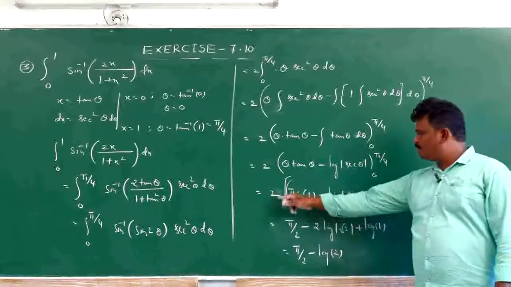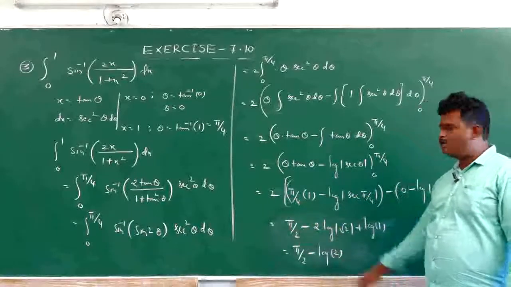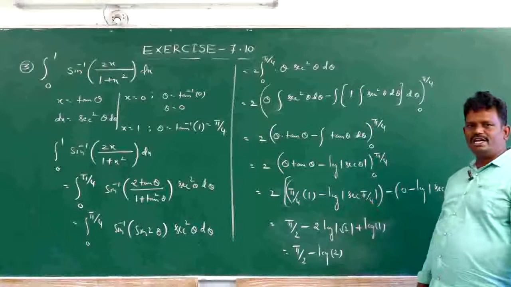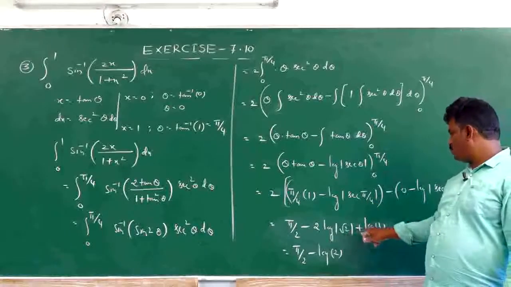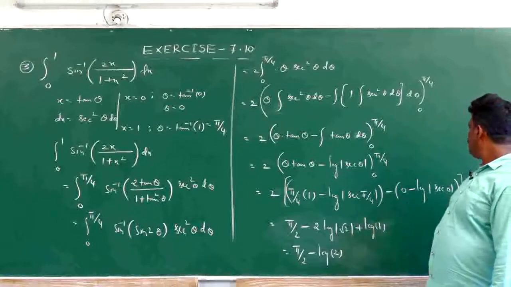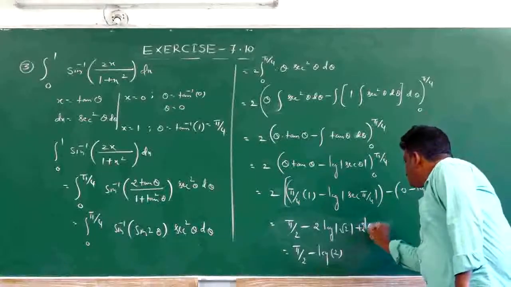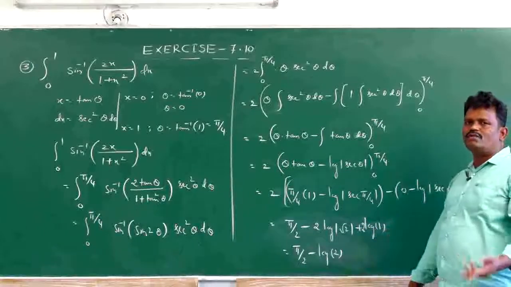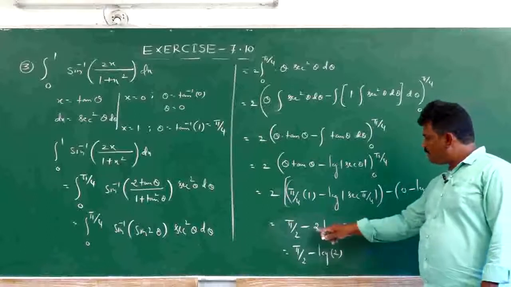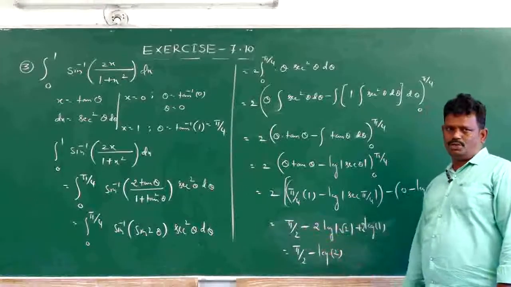Now multiplying by 2: 2 into pi by 4 is pi by 2. 2 into minus 2 log secant pi by 4, and secant pi by 4 is root 2. The 2 into log 1 is nothing but 0, leave it. So root 2 whole power 1 by 2, the 2s cancel, and we get pi by 2 minus log 2. Okay?